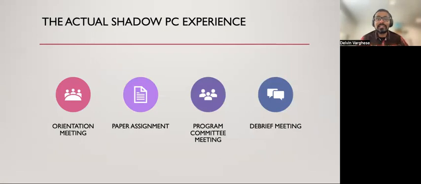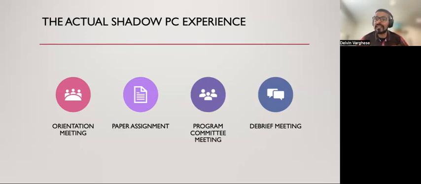In terms of the actual Shadow PC experience itself, the pipeline started with some orientation meetings where participants were introduced to what a Shadow PC is and the cultures around reviewing within Campus and other conferencing spaces in computer science. So we had robust discussions around this. After that, we sent some resources around review writing and what to look out for, biases, how to overcome them, what a good review looks like, and the characteristics of a bad review. And once we were confident that the participants were knowledgeable about reviews, we proceeded to the next stage, which was assigning them papers to review.